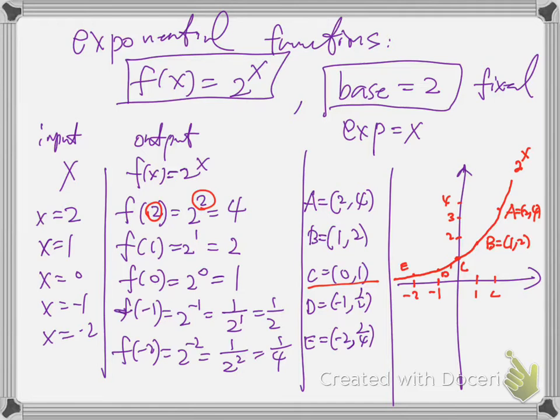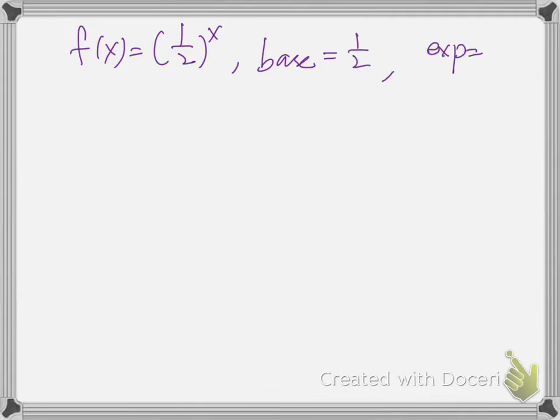Later I will tell you the properties of the graph of an exponential function. Now let's look at another one. Let's change base 2 to base 1/2. So f of x now is 1 over 2 to the x power. Let's write down the base. The base for this exponential function is 1/2, fixed, and the exponent is the input x.